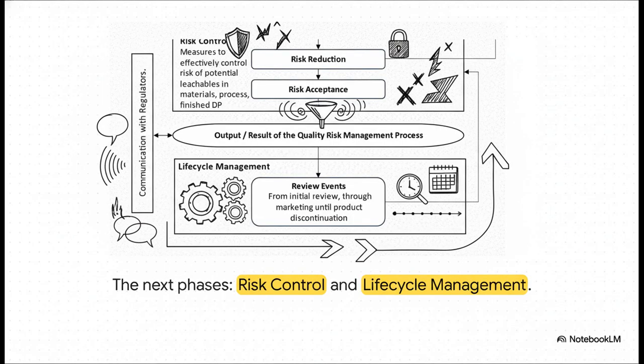After you've sized up the risk, you move into risk control. This is the "what are we going to do about it" phase. You put measures in place to bring any unacceptable risks down to a safe level. But, and this is key, it doesn't stop there. See how everything flows into lifecycle management? This whole process is a loop. It's a living, breathing thing that you have to keep an eye on for the entire life of the product.